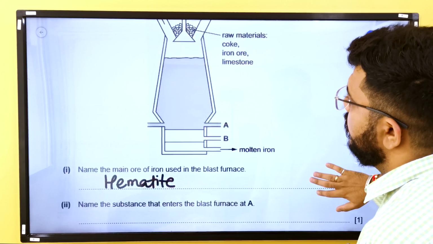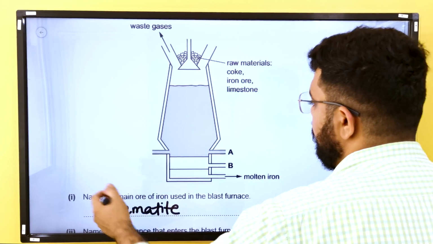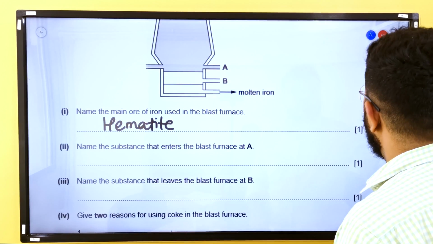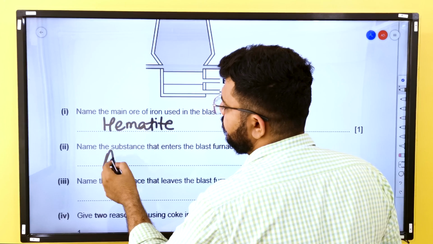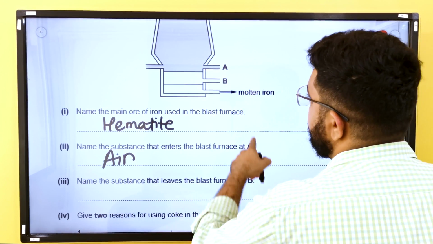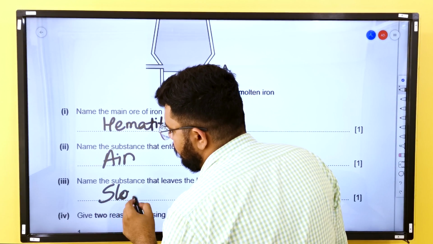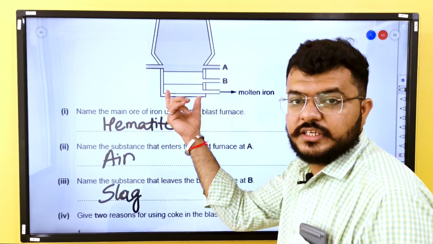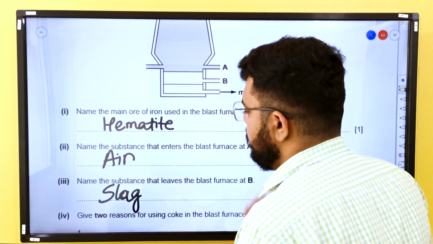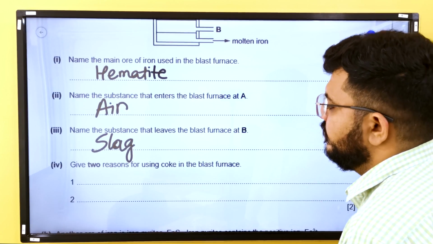Okay, let's have a look at the blast furnace. Air is going to enter from A, right? So that combustion can take place. So let us just quickly write air. Name the substance that leaves the blast furnace at B. Slag, because molten iron is extracted from the bottommost outlet. Above it, slag is going to float because it is less dense than iron.